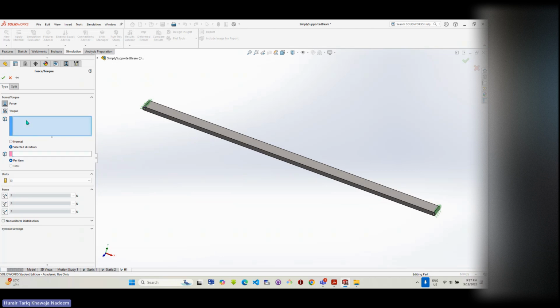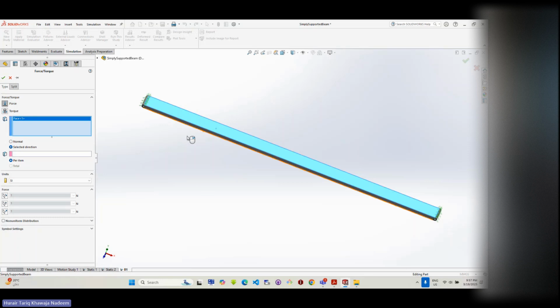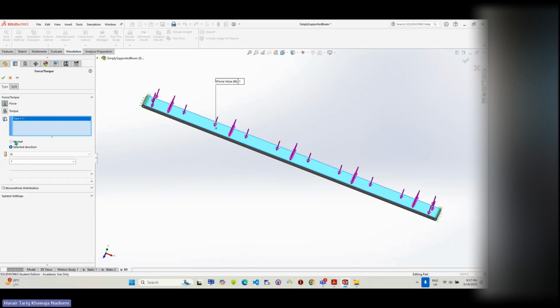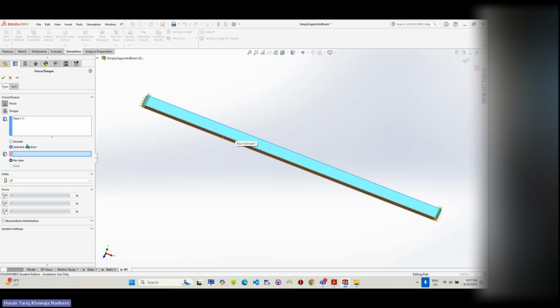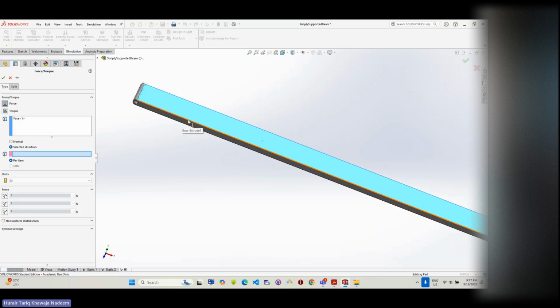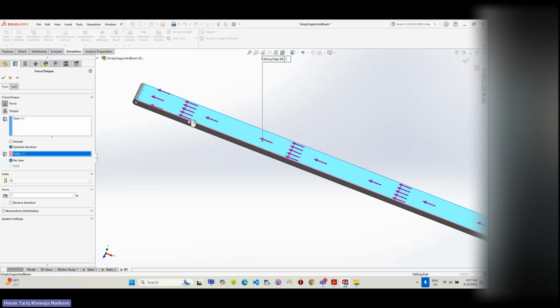First of all, I have to select the face. It says over here: face, edge, vertices, reference point for force. So let's say I want to apply force on this side. If it is normal, you will see normal. If you do not need the normal direction, you can come over here and click select direction. Select direction means I'm going to select an edge, for example this edge. If I select this edge, the direction of the force is going to be along the edge, and you can reverse it.